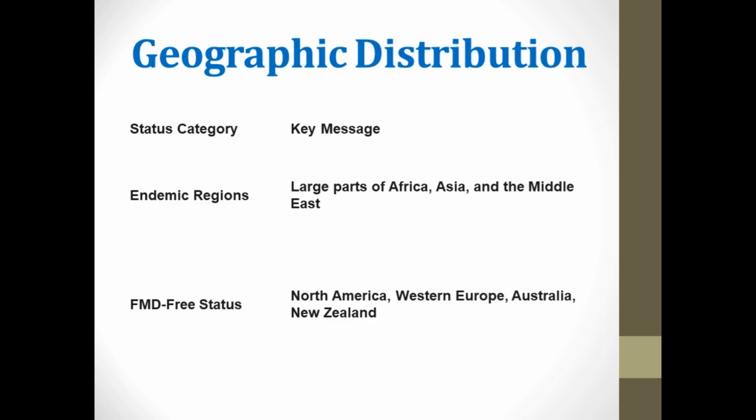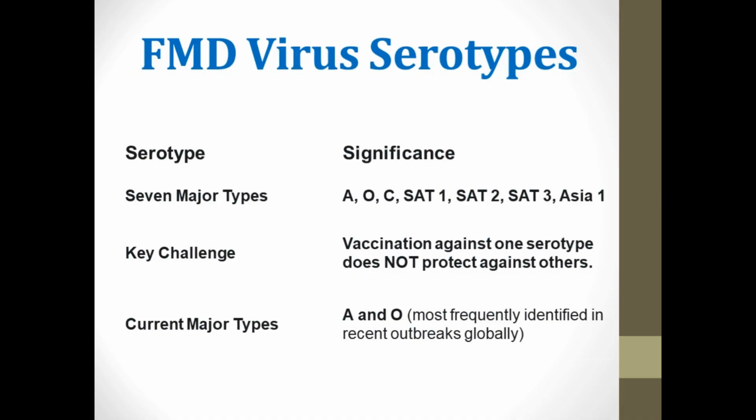It's mainly found in Africa, Asia, and mainly the Middle East. And there are some free states like North America, Europe, and Australia. It comes in seven serotypes, and they are totally different. You can't use the same vaccination for the different group. A and O are the most common.